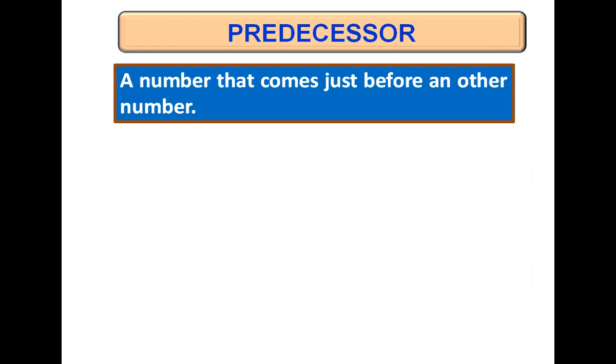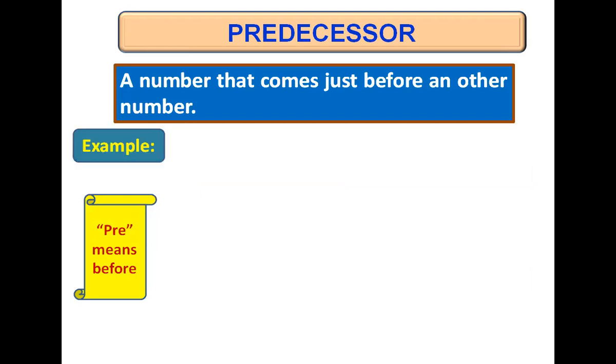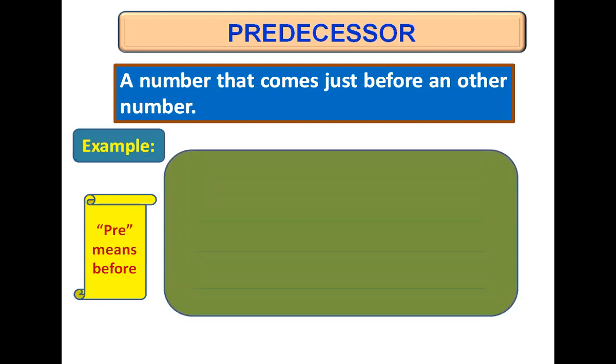Coming to our today's topic, predecessors and successors. Predecessor is actually a number that comes just before another number. Pre, as we know, in the word predecessor means before. Keep this in mind, that pre means before. So whenever you see the word predecessor, it should just pop in your minds that we have to write the number that is coming before the number that is given to us. For example, 7 is predecessor of 8. Why is 7 predecessor of 8? Because 7 is coming before 8, right?